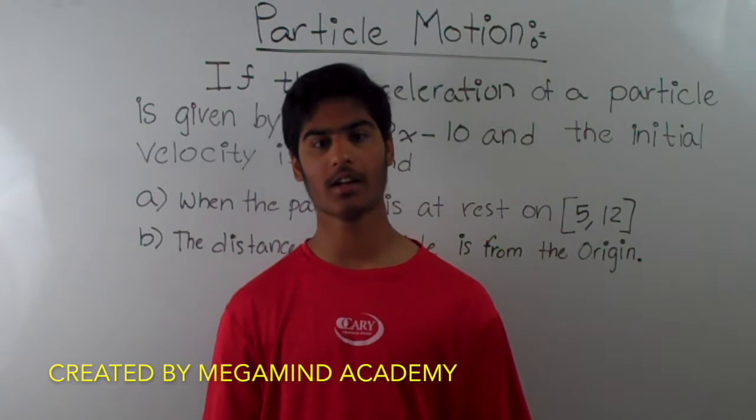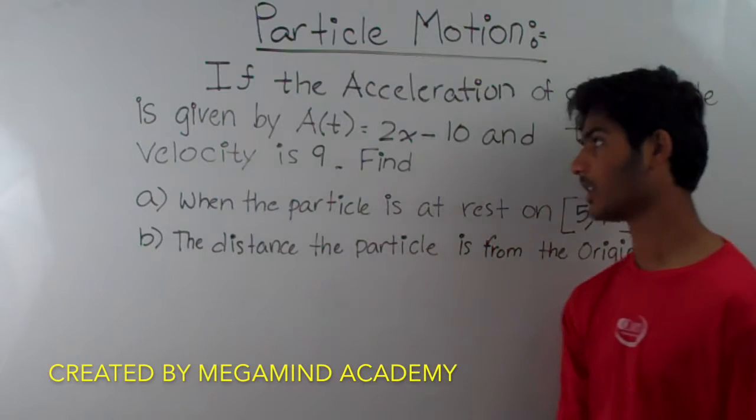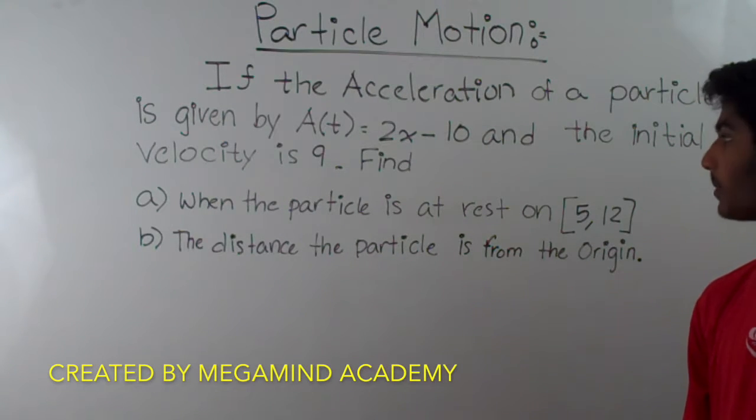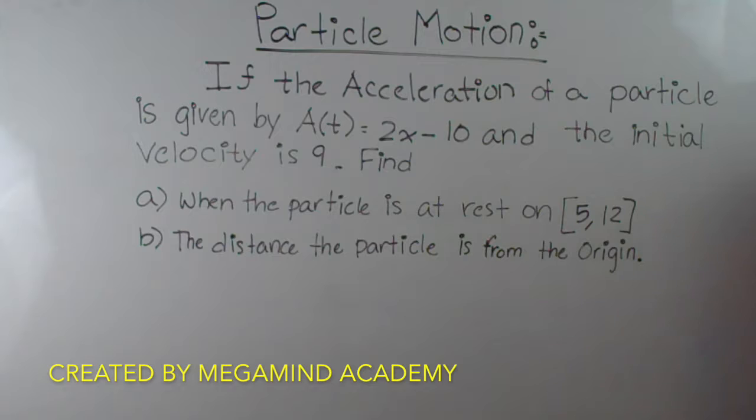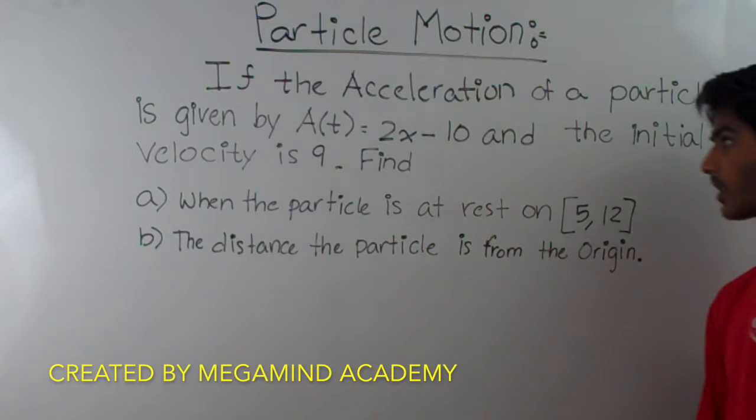Today we're going to learn about particle motion in calculus. Let's say we have a problem like this. If the acceleration of a particle is given by a of t is equal to 2x minus 10, and the initial velocity is 9, find a) when the particle is at rest on the closed interval from 5 to 12, and b) the distance the particle is from the origin.